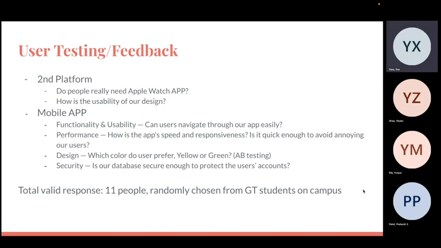Also, we will talk about our mobile app MVP. We have a fully functional mobile app, but how is our functionality? How is the usability? Can people navigate through the app easily? And how is the performance? Is the delay annoying? And how is the design? We have two choices about the color, the green and the yellow. We will use A/B testing to find out which one is better. And for security concerns, we will also investigate that topic.